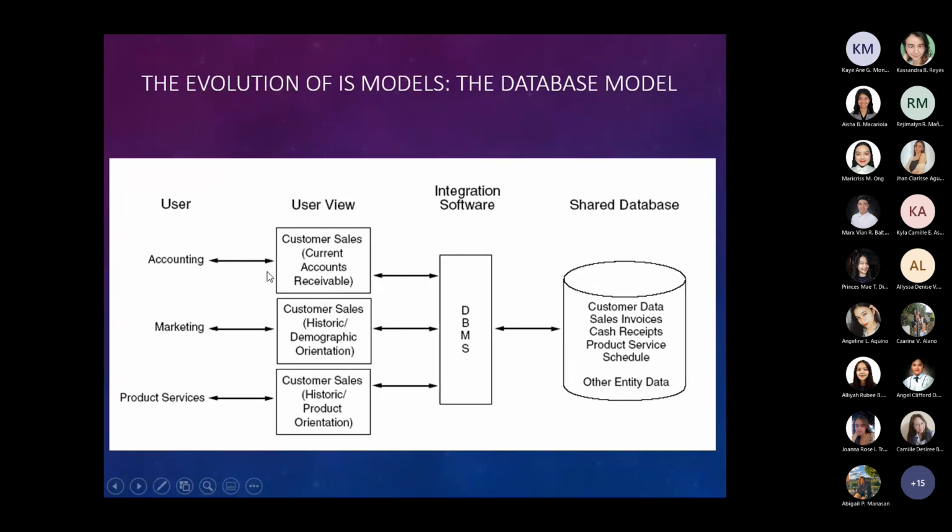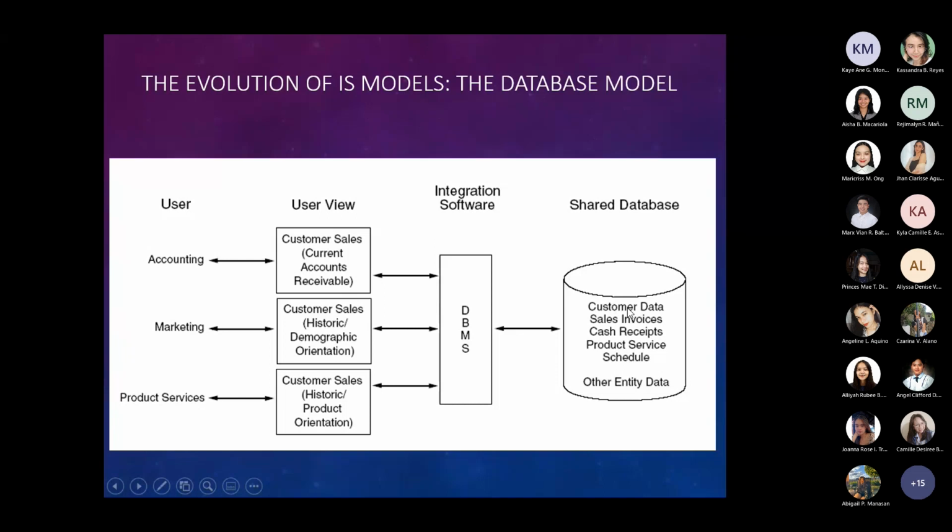Etong mga users na to, iba't iba man yung information na needed niya, pagtingin niya sa isang database o yung tinatawag nating database management system, iisa. Iisa yung system or yung integration of software. Iisa yung system na tinitingnan. Iisa lang po yung database.